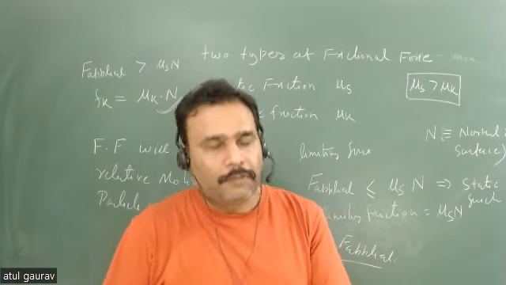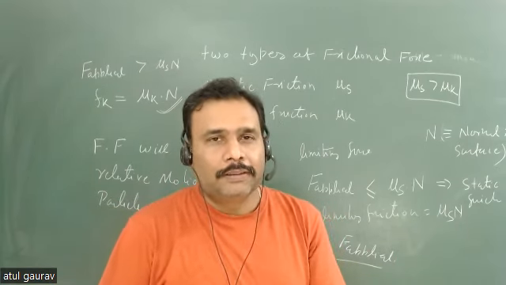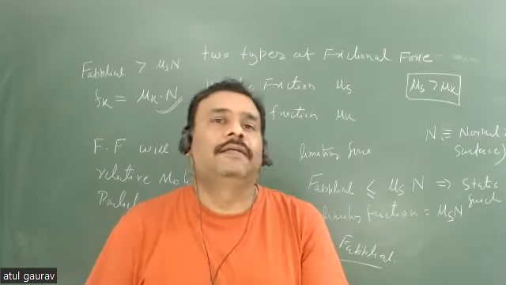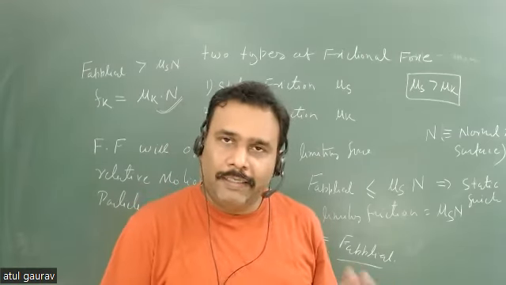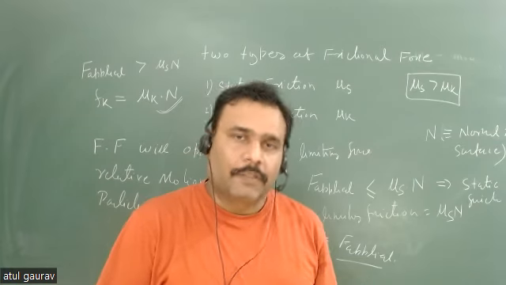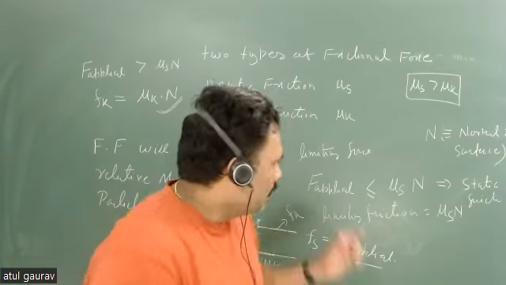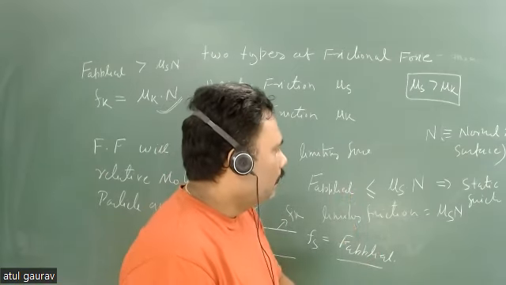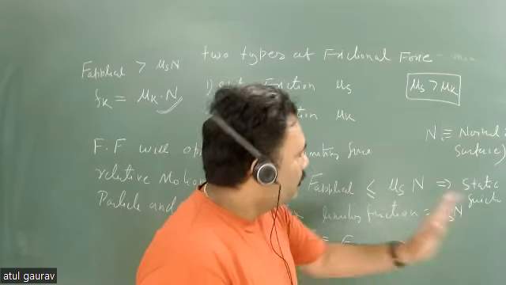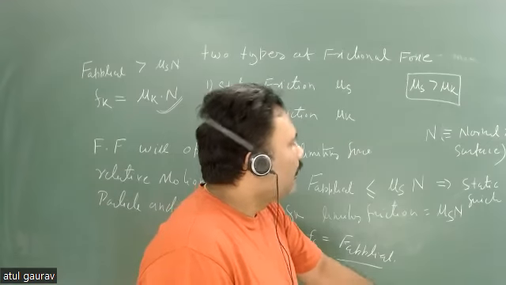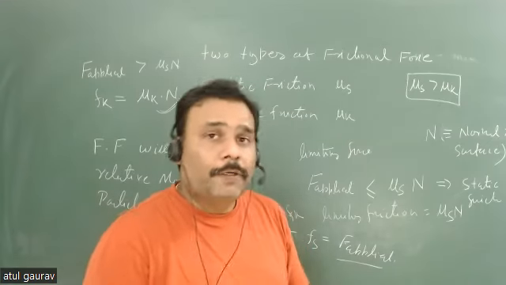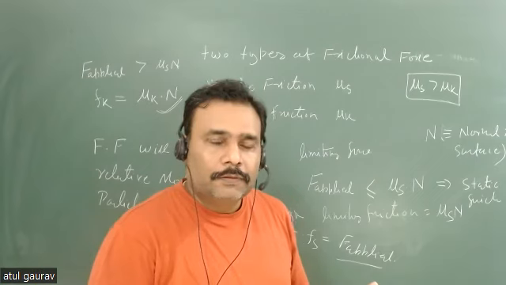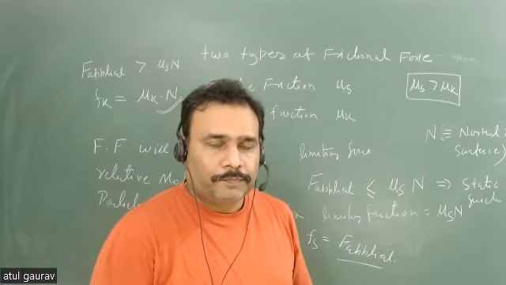Okay, are you getting my point? Yes, sir. That is mu s into N. Are you clear? Yes. Sir, when the value is less, it is static; when it becomes maximum, it is limiting; and when it goes above the maximum, above the limiting, it is kinetic. Okay. Yes, sir. Fine.